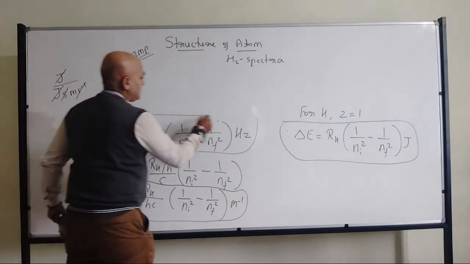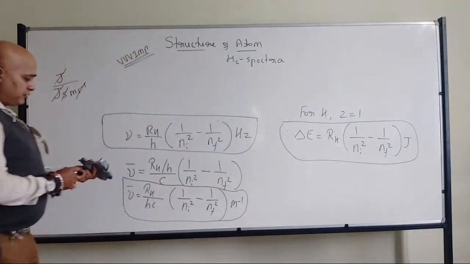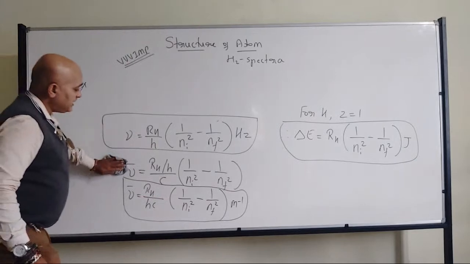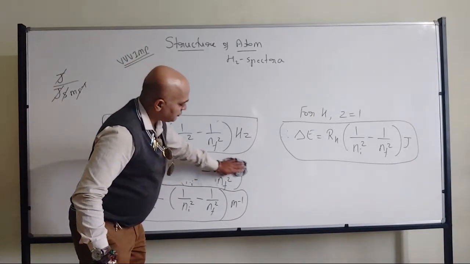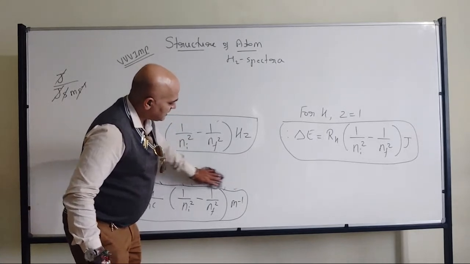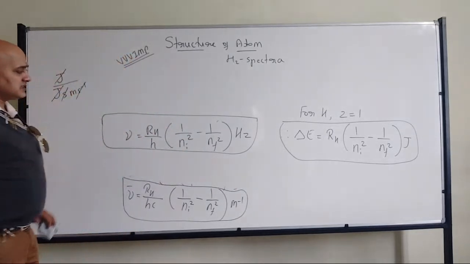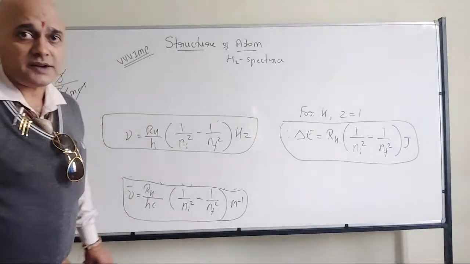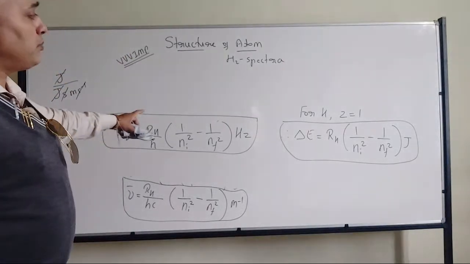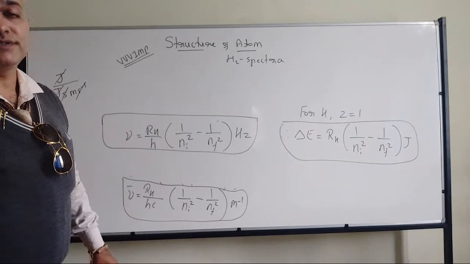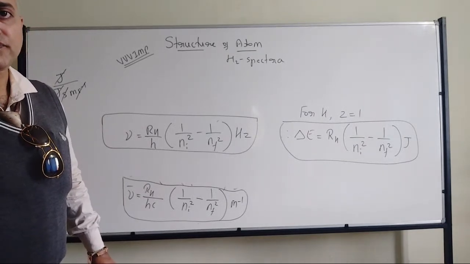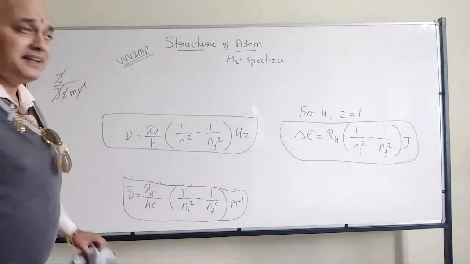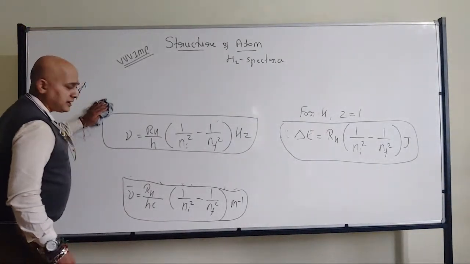If in the examination they ask about hydrogen spectra, then you should first talk about what you mean by hydrogen spectra. It is nothing but a line spectra. Then you should talk about this equation, any one of these three. All of you have understood? Okay. So shall I remove this?